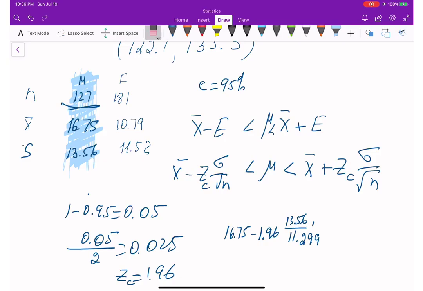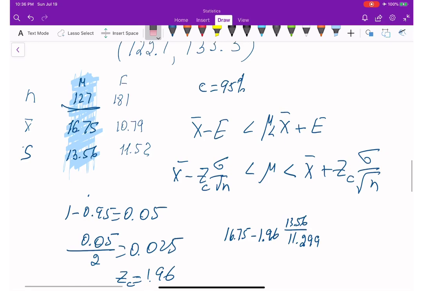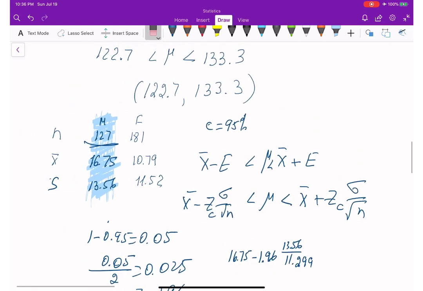Why am I not going all 6 digits? Because we have 2 decimal digits here, see? 16.75, 10.79, 13.56, 11.52. So I'm going to go with 2 digits, which is going to be 11.27. Otherwise, if it's not given, then you go all 6 digits.